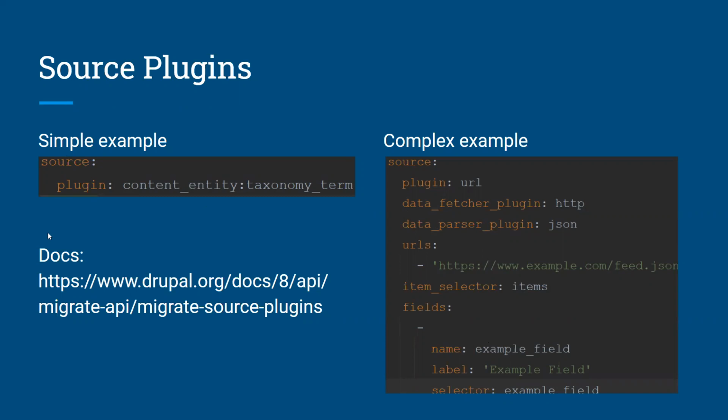The simple example that I have over here can also have other options. For instance, I can tell it the specific bundle or vocabulary in taxonomy terms that I want to have it migrating from over here. But it can just be cut down to get all taxonomy terms in this case. So if you want to explore it more, there's the link to the documentation page on Drupal.org that will give you more information about the source plugins that are available.